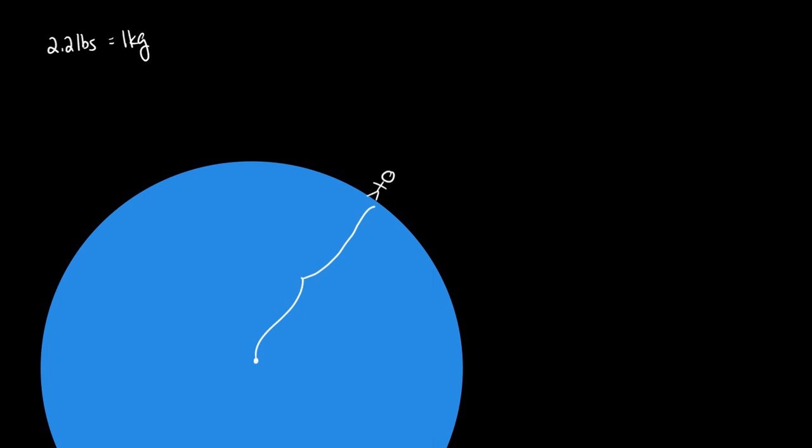The Earth has a radius of 6.37 times 10 to the 6th meters, and the Earth has a mass of 5.97 times 10 to the 24th kilograms. Yeah, it's big.